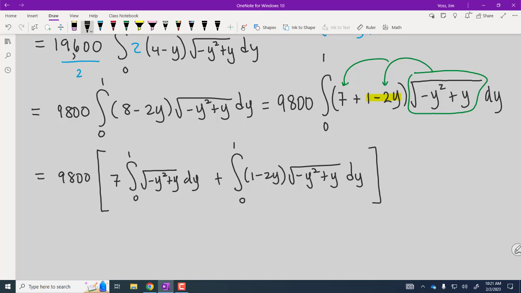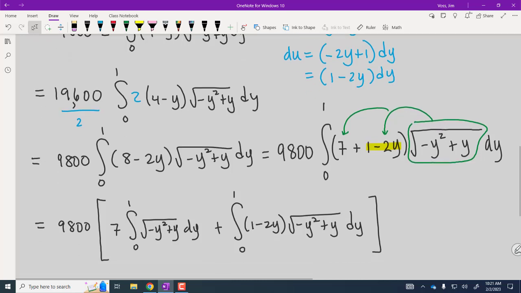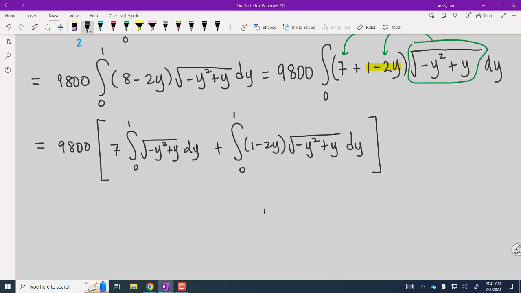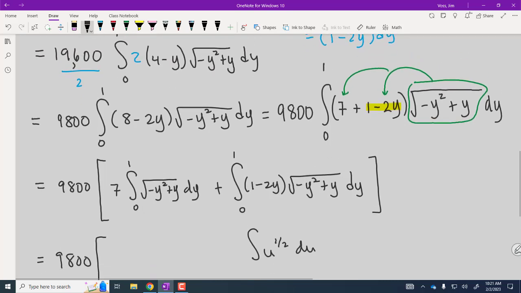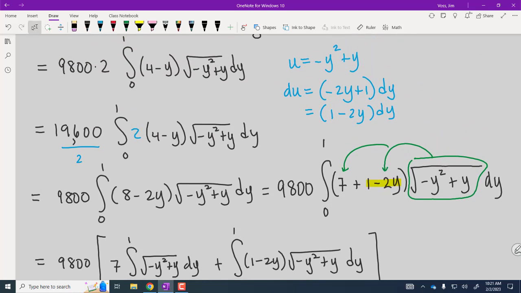Okay. The second integral, u sub, is going to work beautifully. This is u to the 1/2. Right? The u is that, so that's u to the 1/2. And this whole thing here is du. This whole thing is just u to the 1/2 du. And we have to convert to u limits. What would the u limits be? How are we going to get u limits? So right now, the y limits are 0 and 1. What are the u limits?